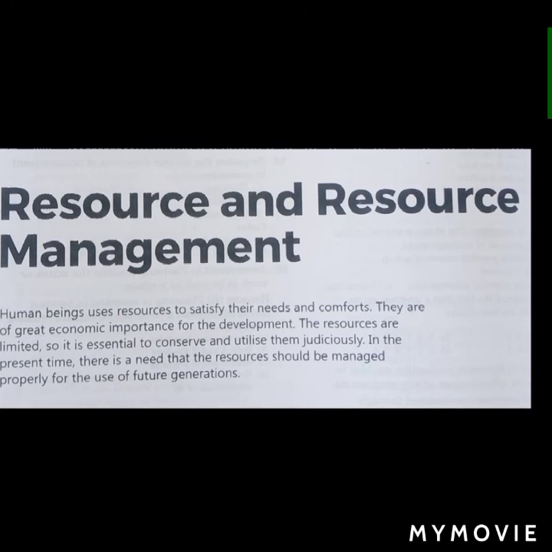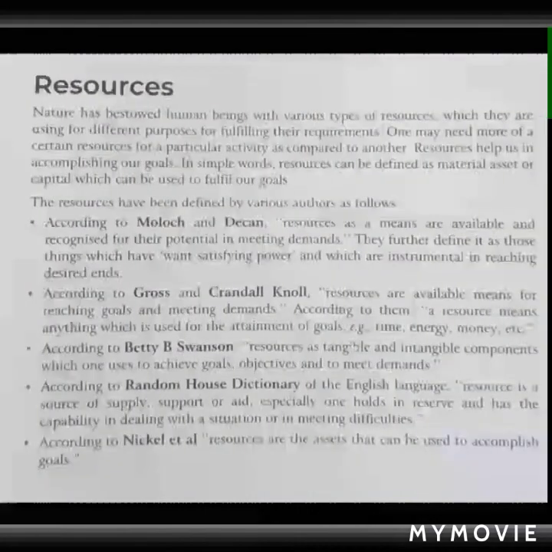Now we will look at some of the definitions of resources. Different authors and writers have given different definitions. The simplest one is: resources can be defined as those materials or human attributes which satisfy our wants and desires and help in achieving our goals.